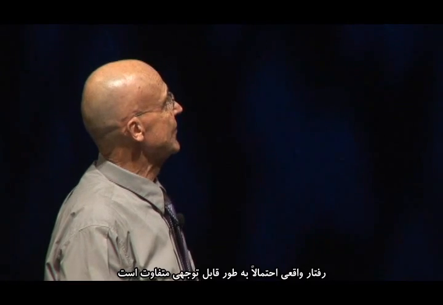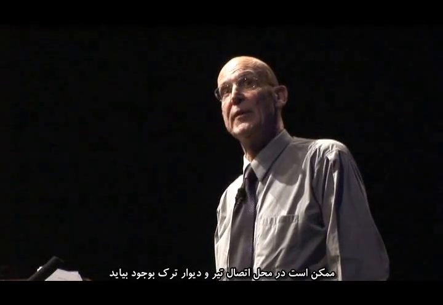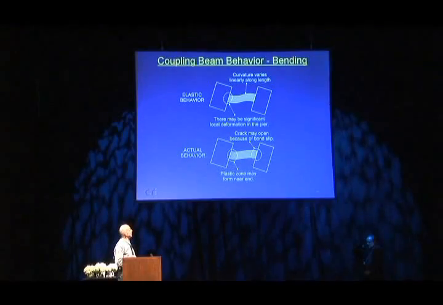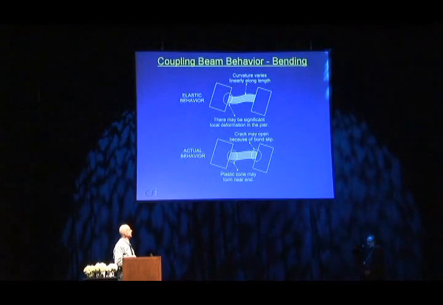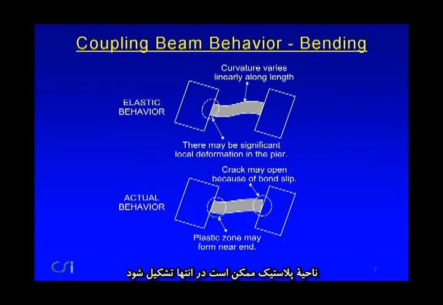The actual behavior is likely to be substantially different. Again, we're talking here bending, we'll do shear in a moment. A crack may open at the face of the wall because of bond slip within the wall or within the beam. And if it's controlled by bending, a plastic zone may form near the end. This is substantially different behavior from what you would get from a linear analysis.